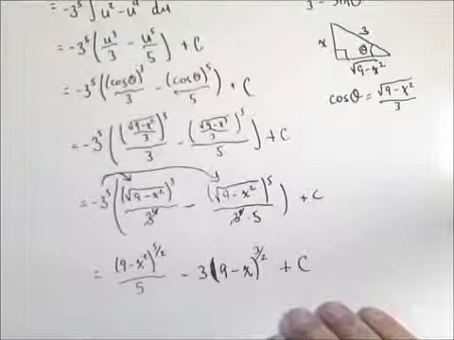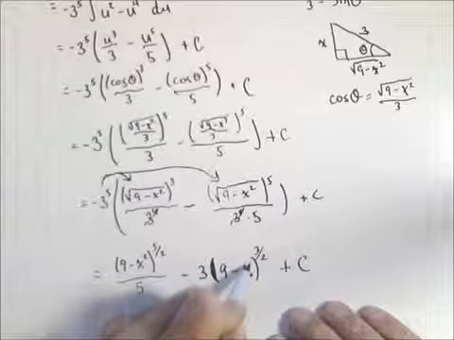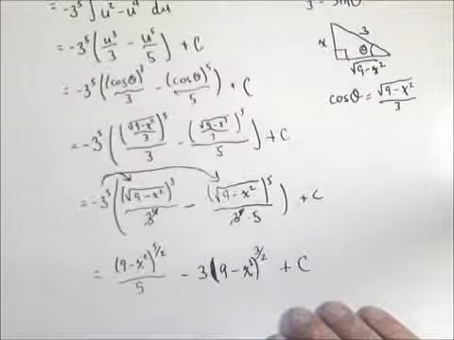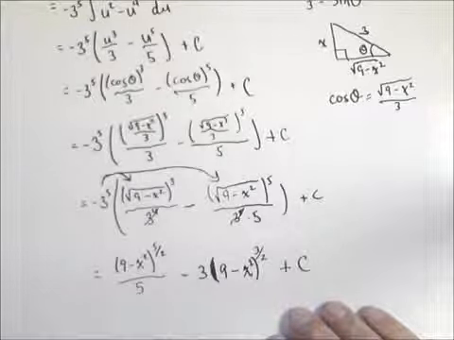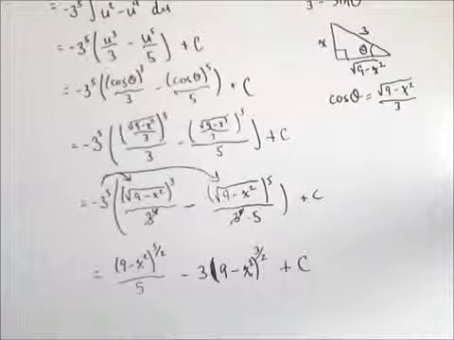We could factor out a 9 minus x squared to the 3 halves out of each of these, and maybe go a little bit further, but this is fairly well simplified. Not the prettiest integral, but we were able to solve it by hand.